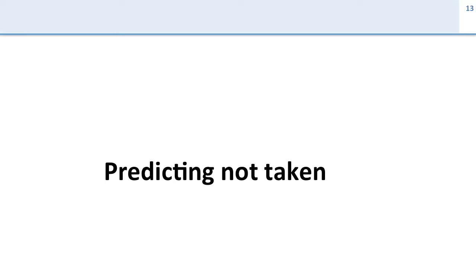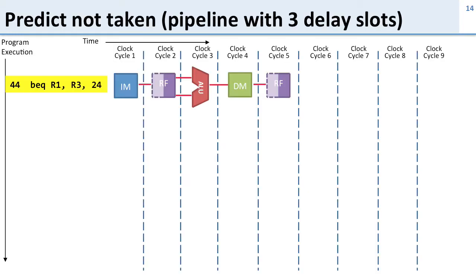So now we're going to talk about the simplest way of predicting what a branch does, and that is simply predicting the branch is not taken. And we'll see how well that works. So here's a pipeline with 3 delay slots, and let's see what happens when we predict not taken.